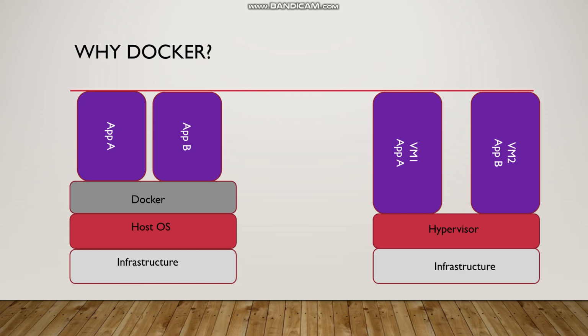This way we can extrapolate the same image and add n number of VMs on hypervisors. In a similar fashion, we can add n number of apps, app A, app B up to app N, on the left hand side using Docker. Moving to the next slide.